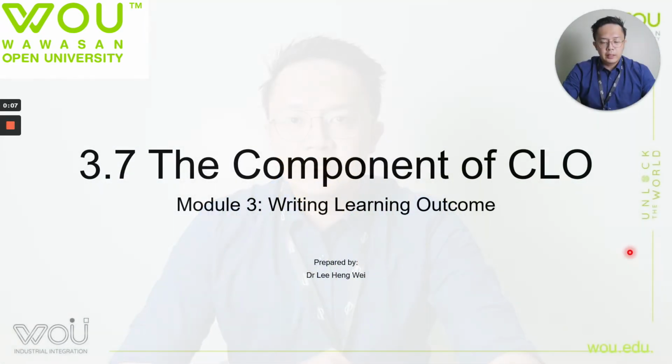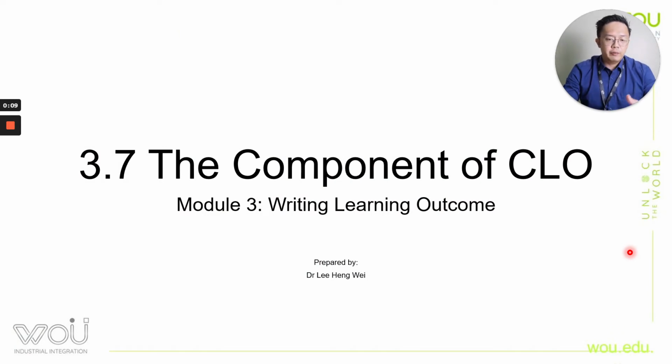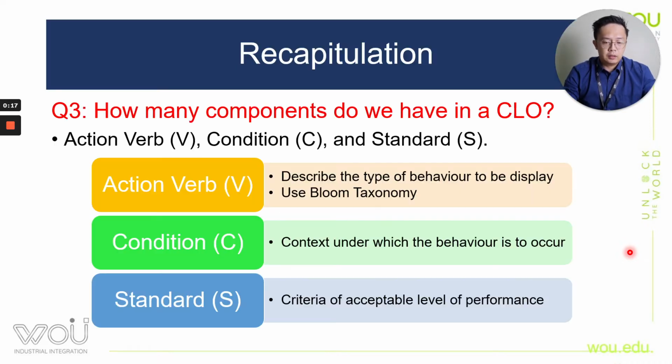I hope you have learned the general rule of thumb for you to determine the level of learning in the previous video. So in this video, we'll be talking in detail about how we are going to write a course learning outcome. We are going to specify how to write the action verbs, the standards, and the condition. In this video, I will be sharing with you the components of the CLO. We are going to detail the three components of CLO, which are the action verb, the standard, and the condition.